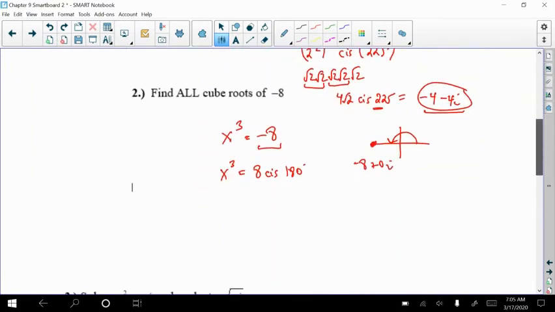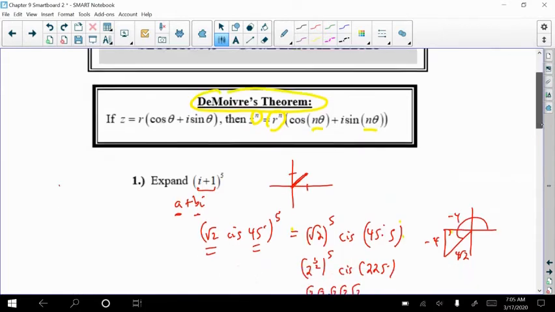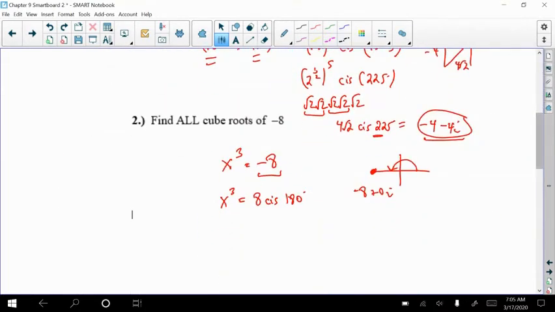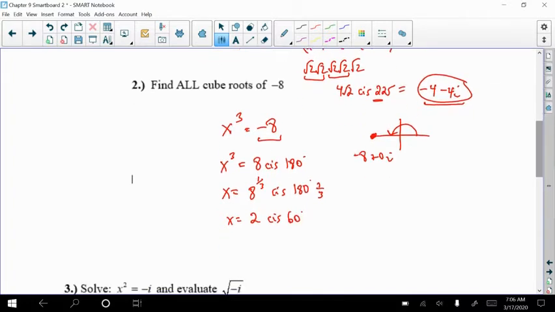So if I do the 1/3 power of 8, that means x is equal to 8 to the 1/3 power cis 180 degrees times 1/3. And 8 to the 1/3, that's the cube root. So x is equal to 2 cis 60 degrees. So now I'm anticipating three solutions.